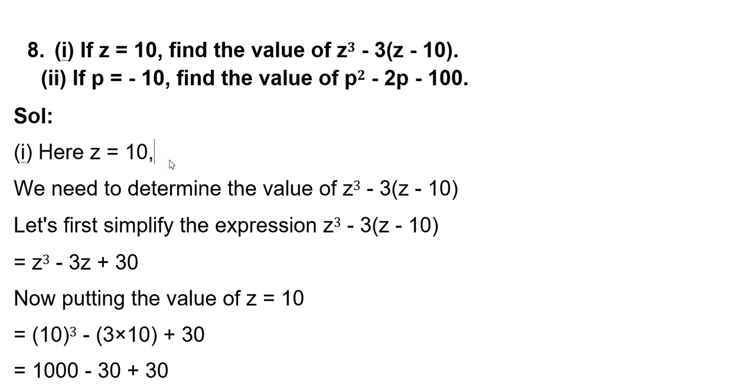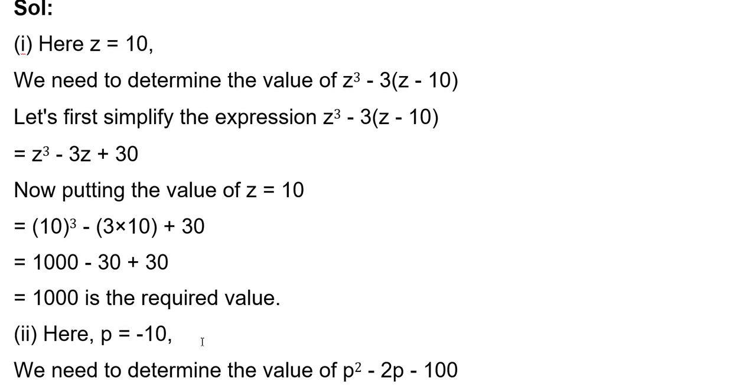Here solution: z is equal to 10. We need to determine the value of z cube minus 3z plus 30. So let the expression be z cube, minus 3 into z is minus 3z, minus 3 into minus 10 is plus 30. Now putting z value is 10, so 10 cube minus 3 into 10 plus 30. 10 cube means 10 into 10 into 10, that is equal to 1000, minus 30 plus 30, the minus 30 and plus 30 cancel, 1000 is the required value.